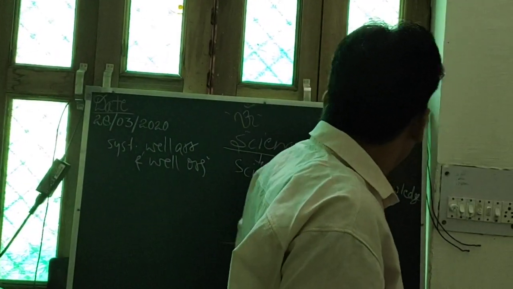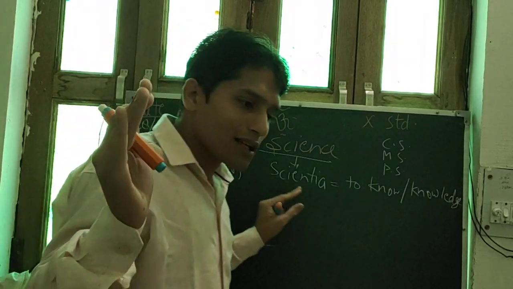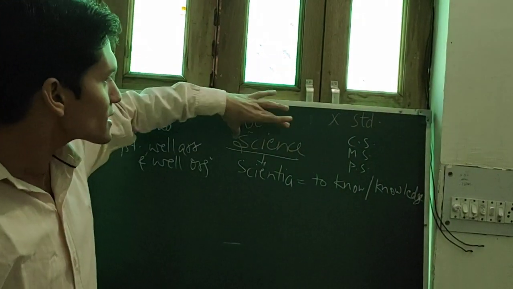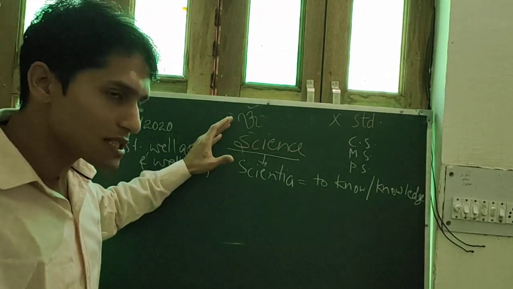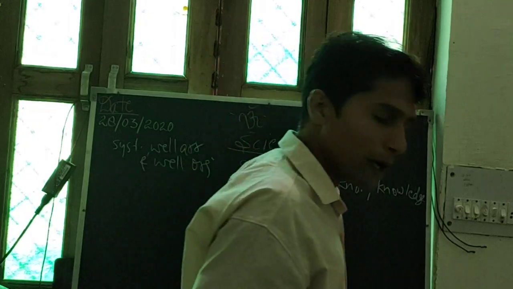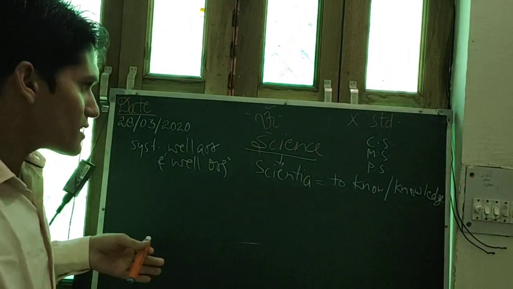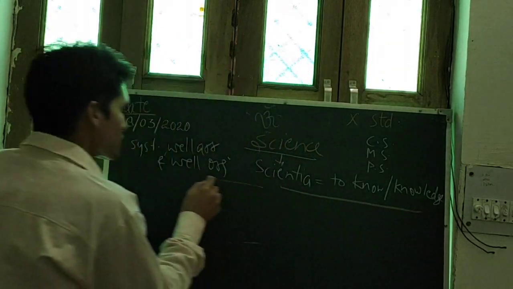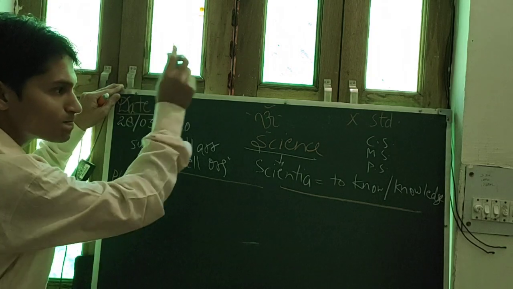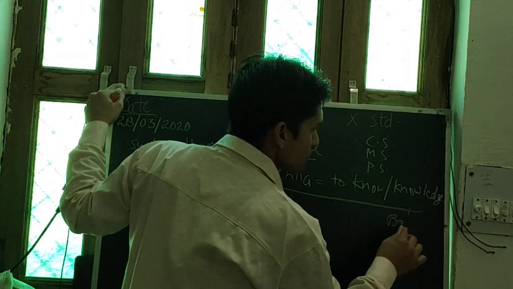Okay. In the 6th, 7th, 8th standard, there was one NCERT book, and some chapters were related to physics, some to chemistry and some to biology. They were combined. But from 9th onwards, science is divided into three parts. First one is physics, second chemistry, and third one is biology.